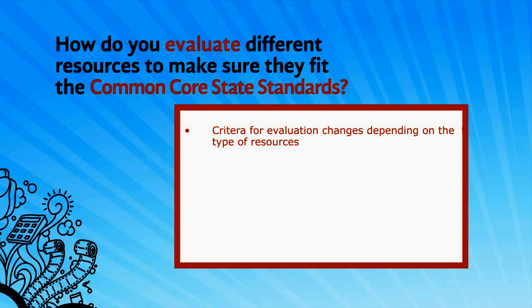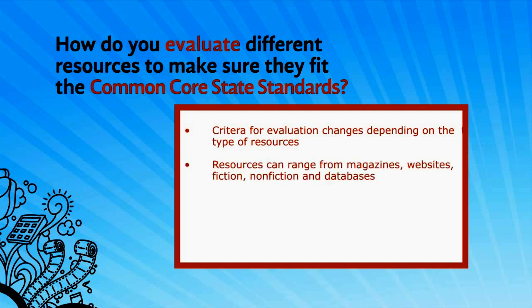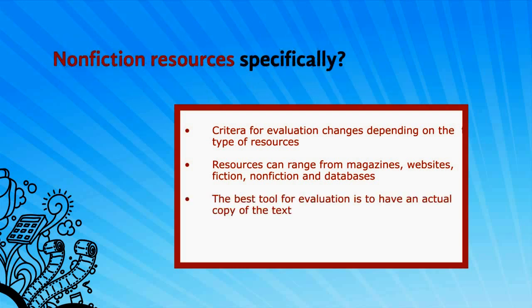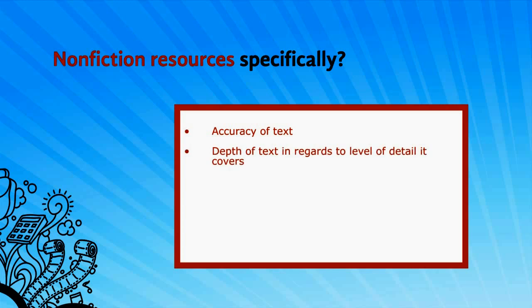And, of course, my criteria for quality resources differs depending on which type of resource I'm looking at. It could range from magazines, websites, fiction, nonfiction, databases, and depending on which one of those resources, I'll have slightly different criteria. For example, if I were looking at some nonfiction resources, it's always best if I can get a copy of the book to look at before I purchase it, but unfortunately I can't always afford to do that. But I'll be looking for things like accuracy of the text, the depth of the text in terms of how much detail it gets into, or is it just a very cursory covering of a topic.